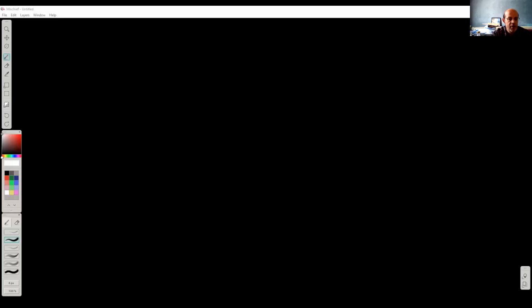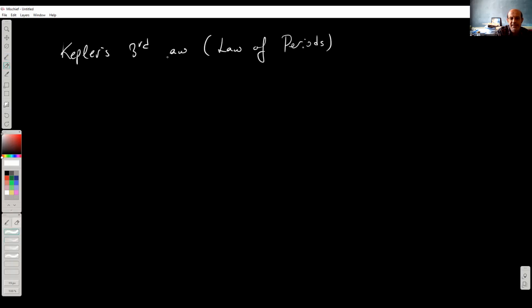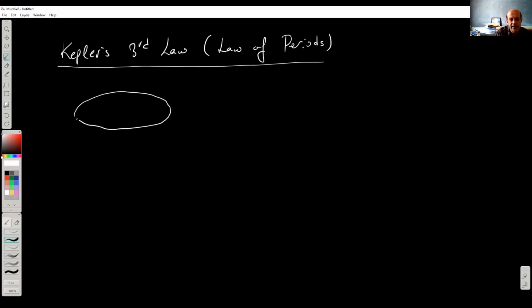All right. Okay. So Kepler's third law. That's also called the law of periods. Let me also make this as capital L. All right. So there are two things in here. Let me first of all draw the shape in here, right?